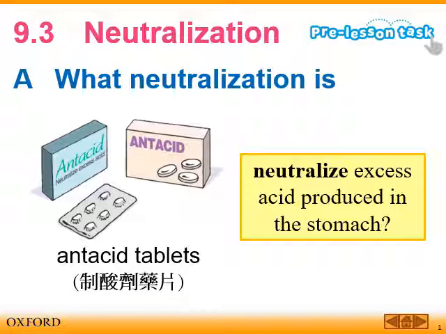As you know, actually, our stomach would produce concentrated hydrochloric acid to digest the food we intake. But if the stomach produces too much acid, we would get stomachache. We will feel pain in our stomach. So we will take these pills. These pills are antacid. They are alkaline. They help us to neutralize the excess acid in our stomach.